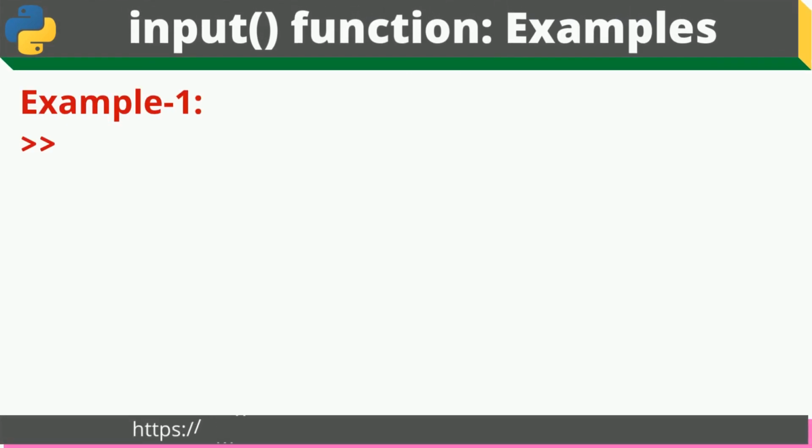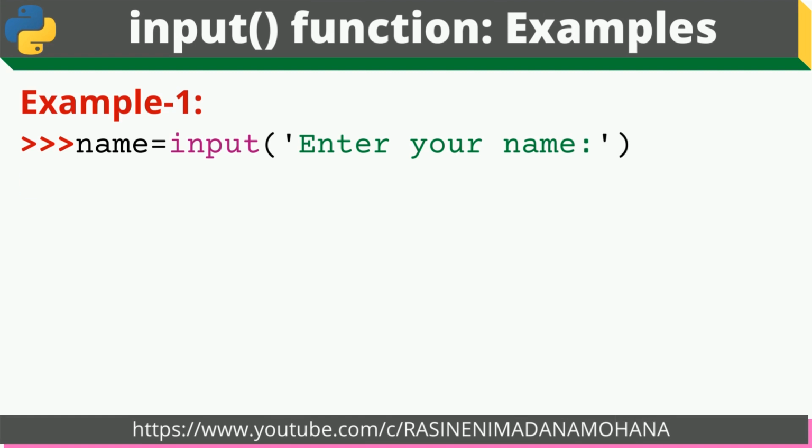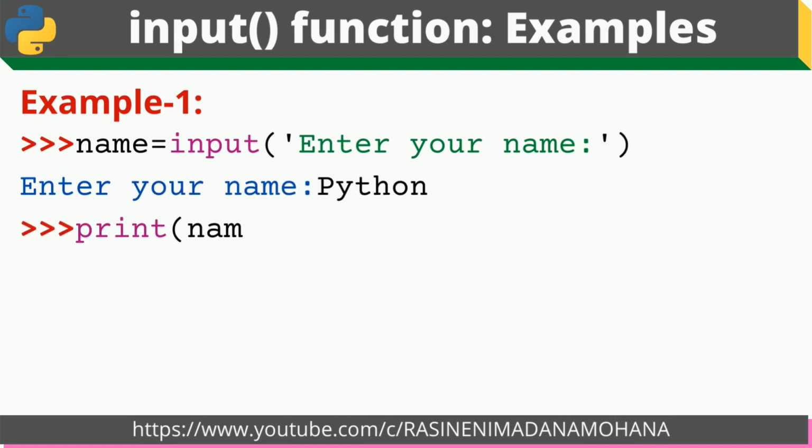Now let us see some example programs in Python. For example, first we use a variable name equal to, because we want to enter a name, now we have to use the function input. Name equal to input of, within single quotes, enter your name. When you run this statement in any Python prompt, it will directly ask in the next line, enter your name, and you can enter whatever name you want.